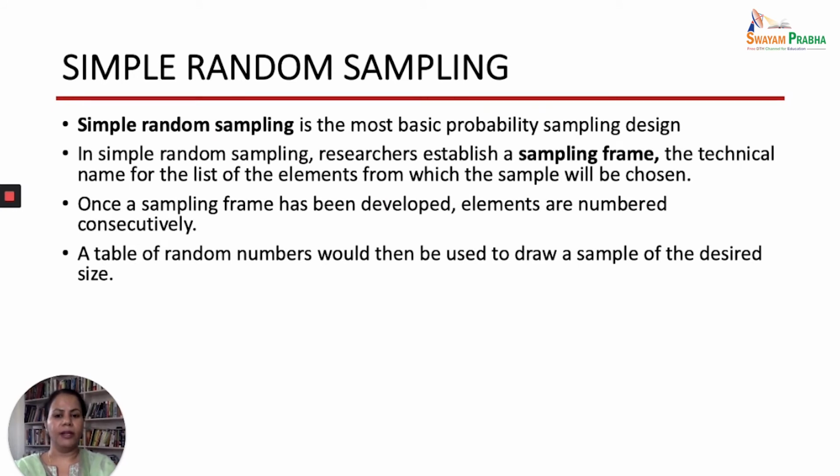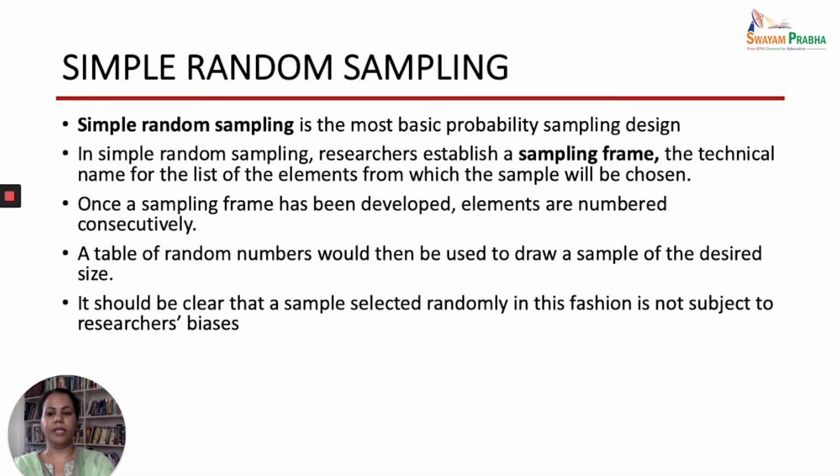Then a table of random numbers is used to draw a sample of the desired size. So we will be using a random number table, and based upon the random number table we will be including the subjects one by one till our sample size is complete. It should be clear that a sample selected randomly in this fashion is not subject to researcher's bias. Here, because the researcher is not selecting the sample as per his wish, the researcher is not adding any bias.